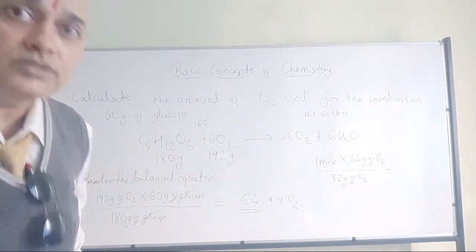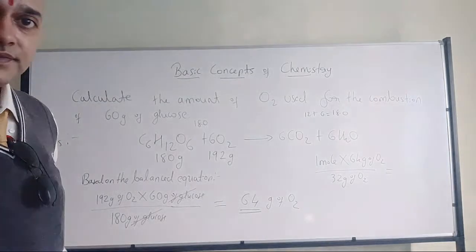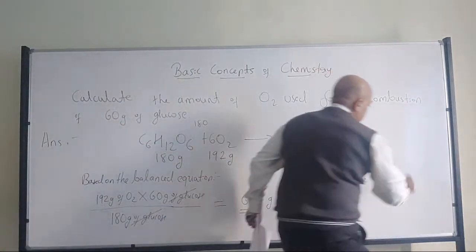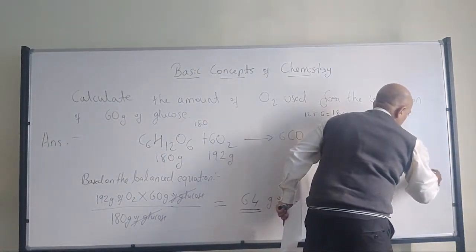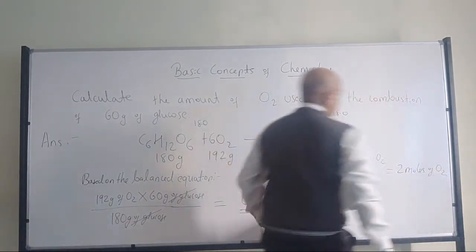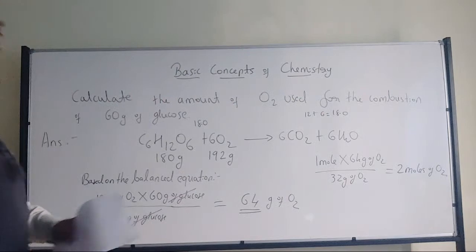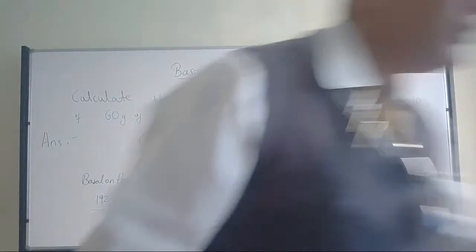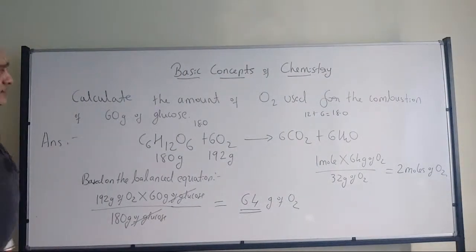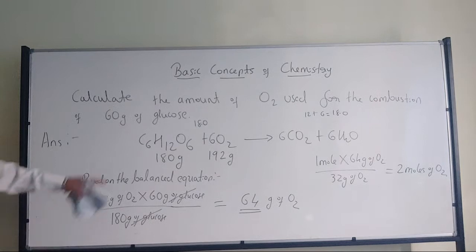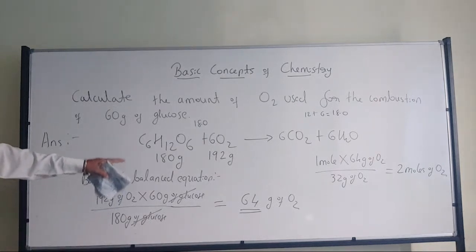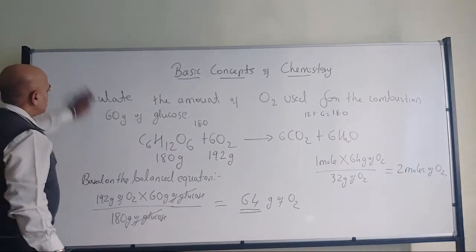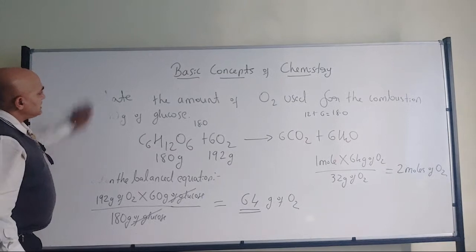Why 4, Anju? Why have you written it as 4? 64 divided by 32, yes, it should be 2 moles. So 2 moles of oxygen will be used, or in terms of mass, it will be 64 grams of oxygen. All of you have understood? But in this problem, if you stop at 64 gram, you are still going to get the complete marks. Don't worry. Any doubt in these problems?